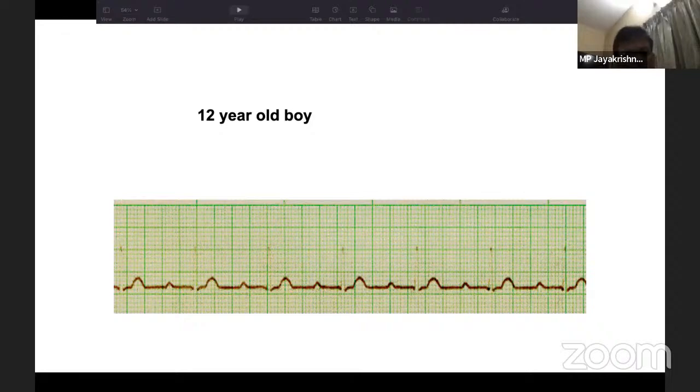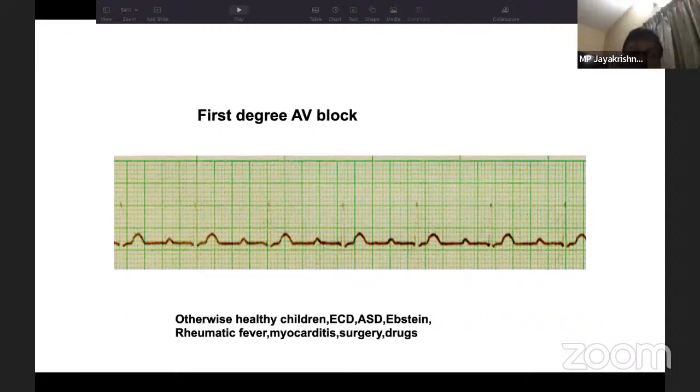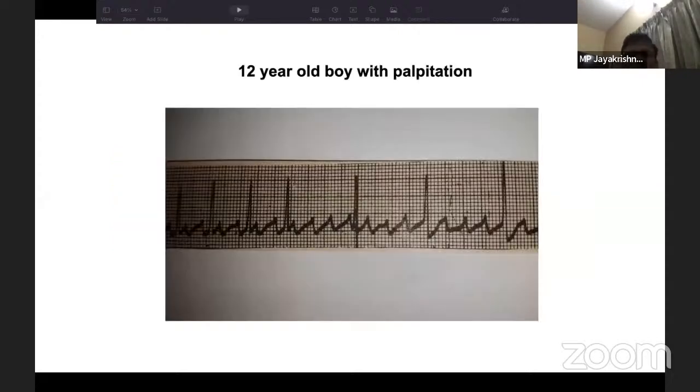First degree AV block can be normal in children, but other conditions can be associated, like endocardial cushion defect, ASD, Ebstein anomaly, rheumatic fever. You know that prolonged PR interval, myocarditis, surgery, drugs.